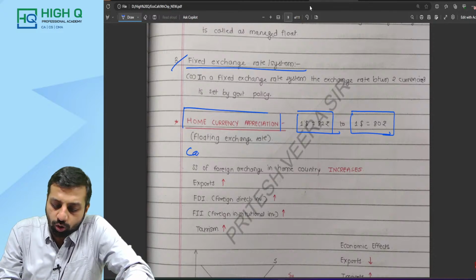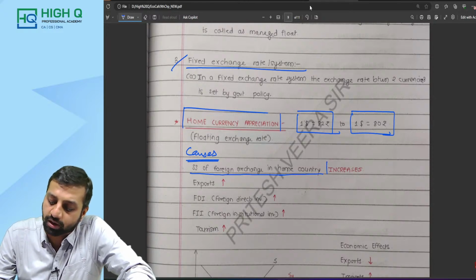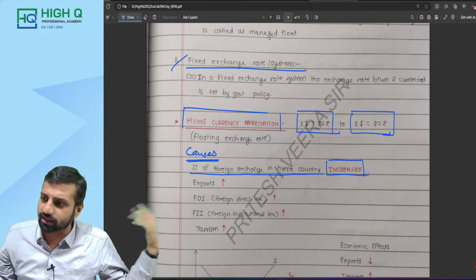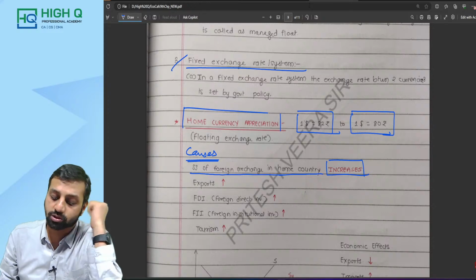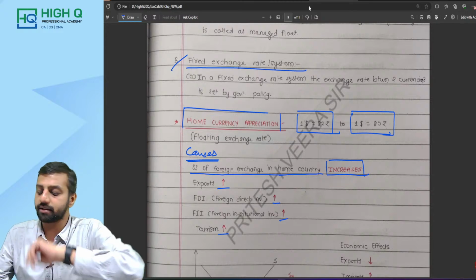So when does home currency appreciate? What are the causes? The cause is that the supply of foreign currency in the home country increases. In India, if the supply of foreign currency increases, then the Indian currency will appreciate. This will happen when exports increase, FDI increases, FII increases, and tourism increases.